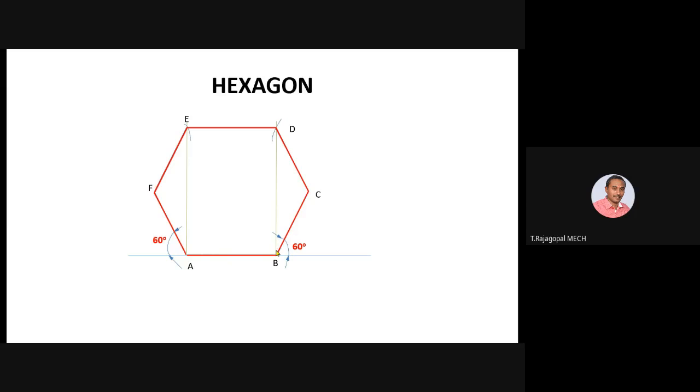Before that, you have to extend the vertical projectors from corner A and corner B. Afterwards, use point C as center and draw an arc to cut the projector, and similarly F as center, cut the arc with a radius of 40 mm, cut this projector. With these two projector and arc meeting points, we can fix the other two corners as D and E. Then you can join the edges and complete the hexagon. Now we will move on to the problem.